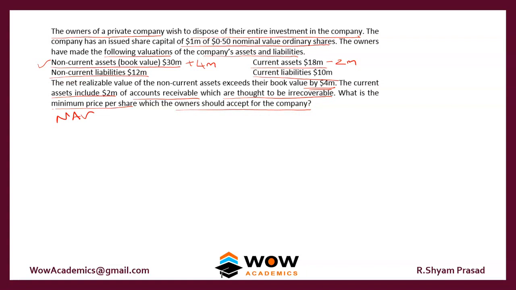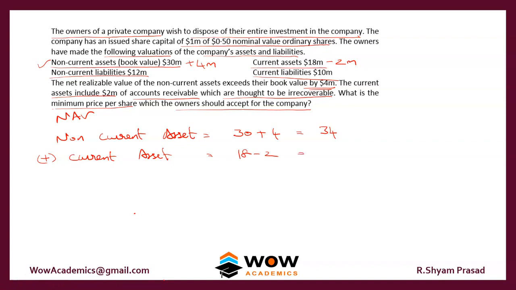So we'll start from this problem. Non-current asset value is 30 million plus the 4, so that comes to 34 million. Then we'll add the current asset. The current asset comes to 18 million. From there we can deduct the 2 million which is not realizable, so that comes to 16. We'll deduct the non-current liability.